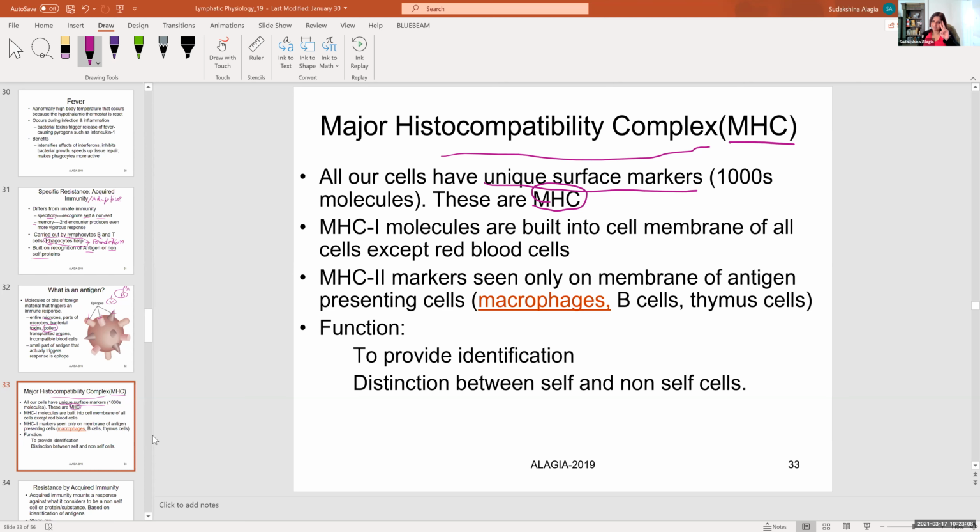There are two types of MHCs in everyone's body. MHC1 is built into the cell membrane of all nucleated cells. This is why you don't see them on red blood cells. On red blood cells, you see the isoantigen. RBCs have their own surface marker, the isoantigen, that dictates our blood grouping, remember? But all other cells, which are nucleated cells, will have the same MHC1.